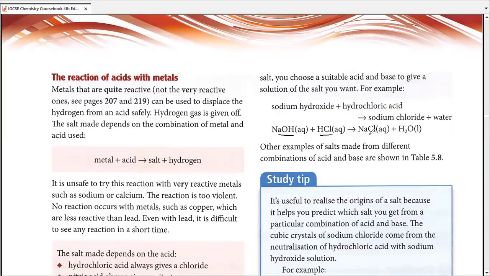NaOH reacts with HCl. So NaCl, if we divide it up, Na is actually coming from NaOH and Cl is coming from HCl. And there's water. So it's pretty easy. Acid plus alkali gives us salt plus water, or acid plus base gives us salt plus water. Make sense?